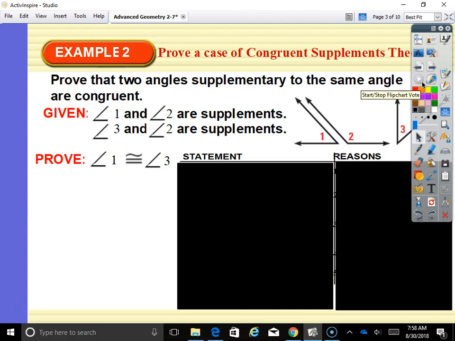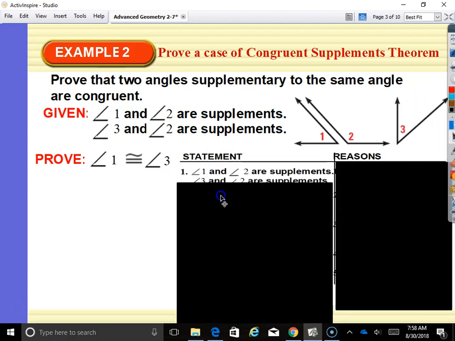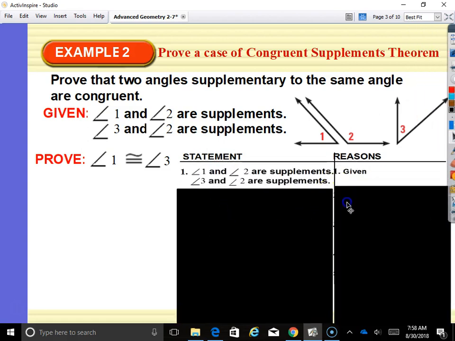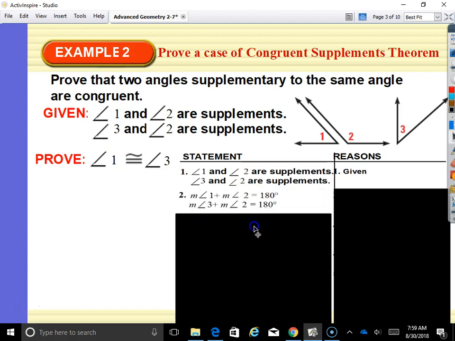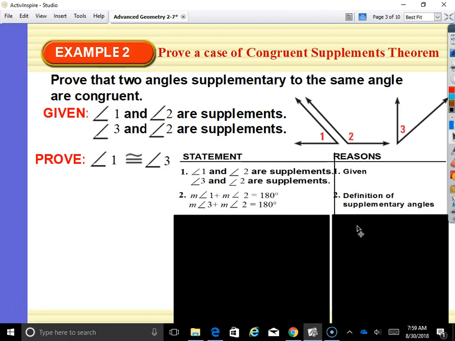Prove that two angles supplementary to the same angle are congruent. So, our given: angle 1 and angle 2 are supplements. Angle 3 and angle 2 are supplements. That's given, right? We're trying to prove that angle 1 is congruent to angle 3. Well, if 1 and 2 are supplements, that's a vocab word. What do we know about supplements? They add to 180. So we know that angle 1 plus angle 2 equals 180, and angle 3 plus angle 2 equals 180. Definition of supplementary angles. Right?